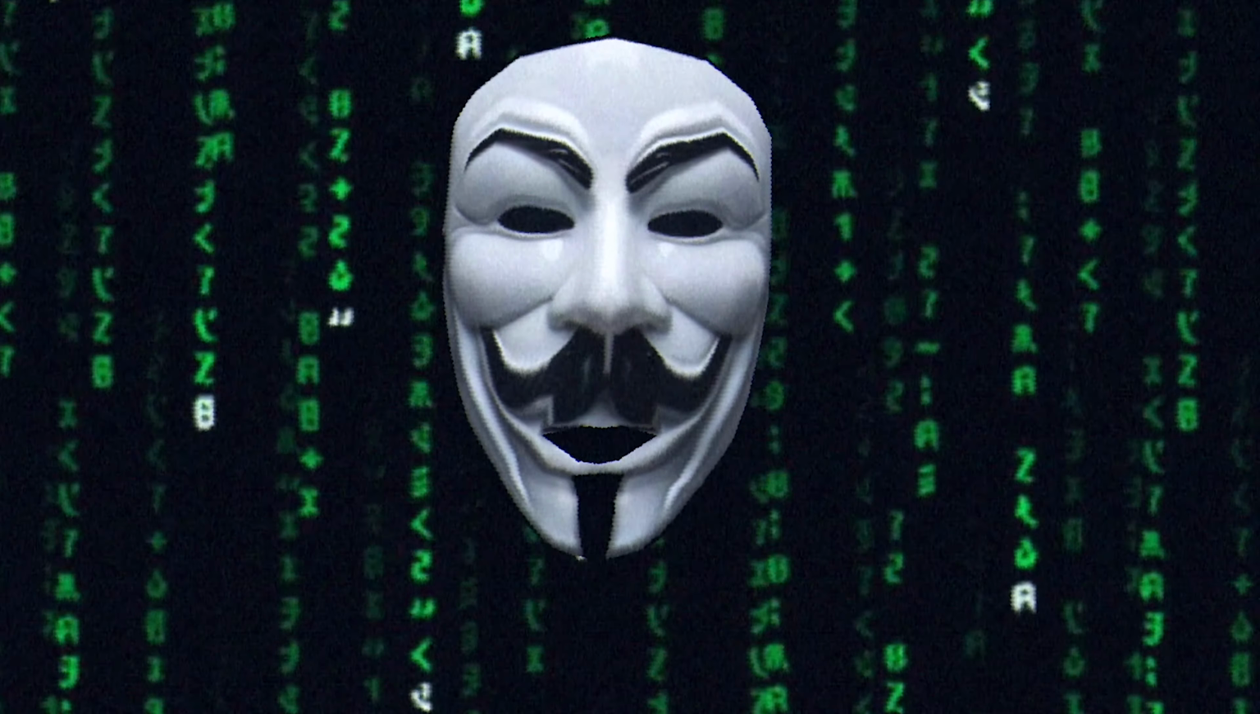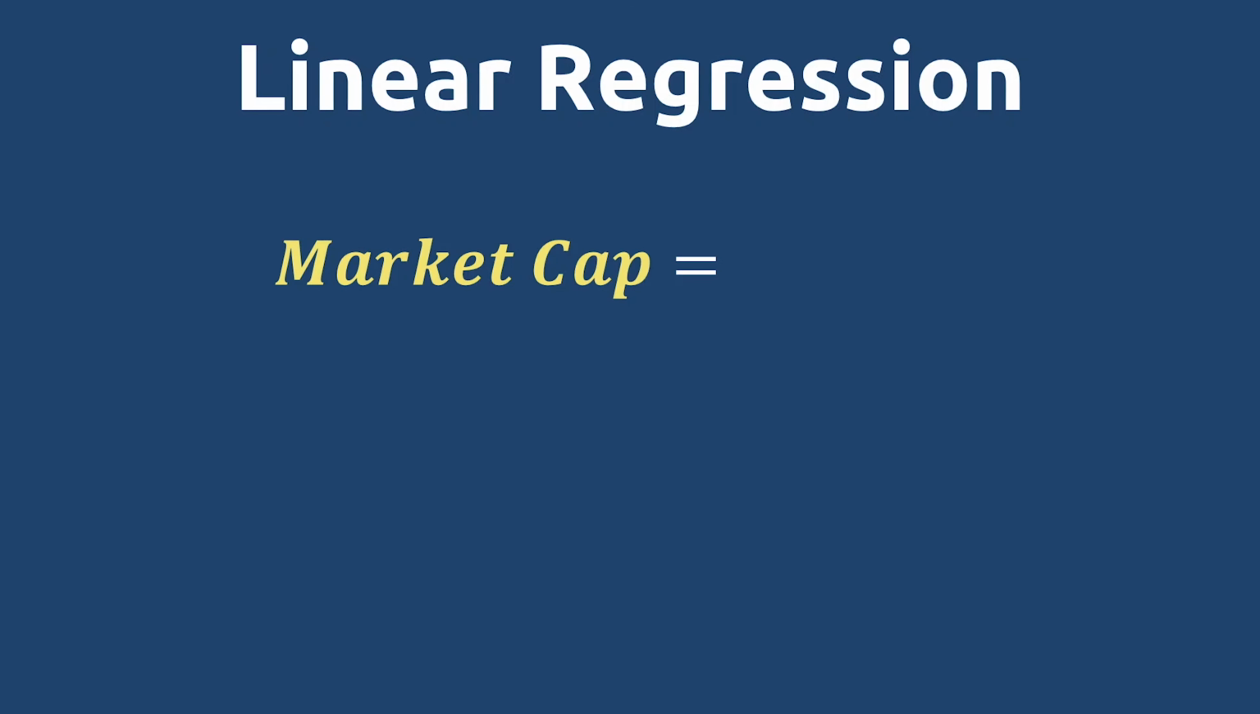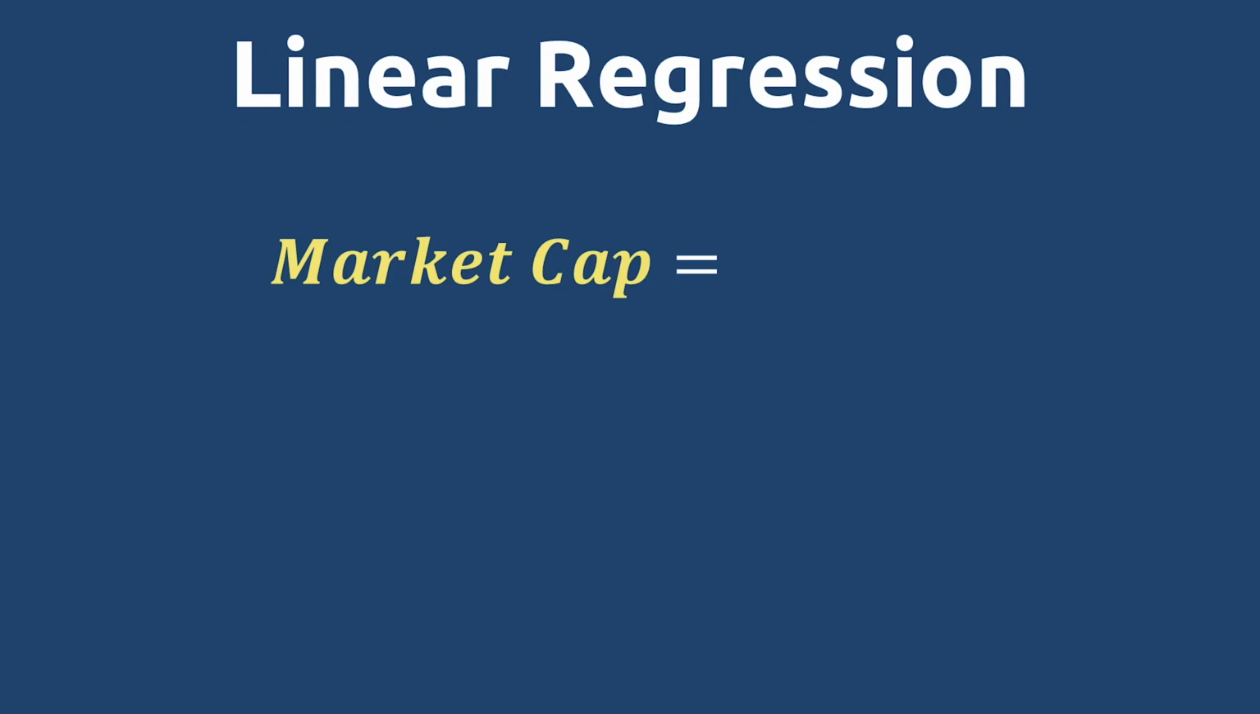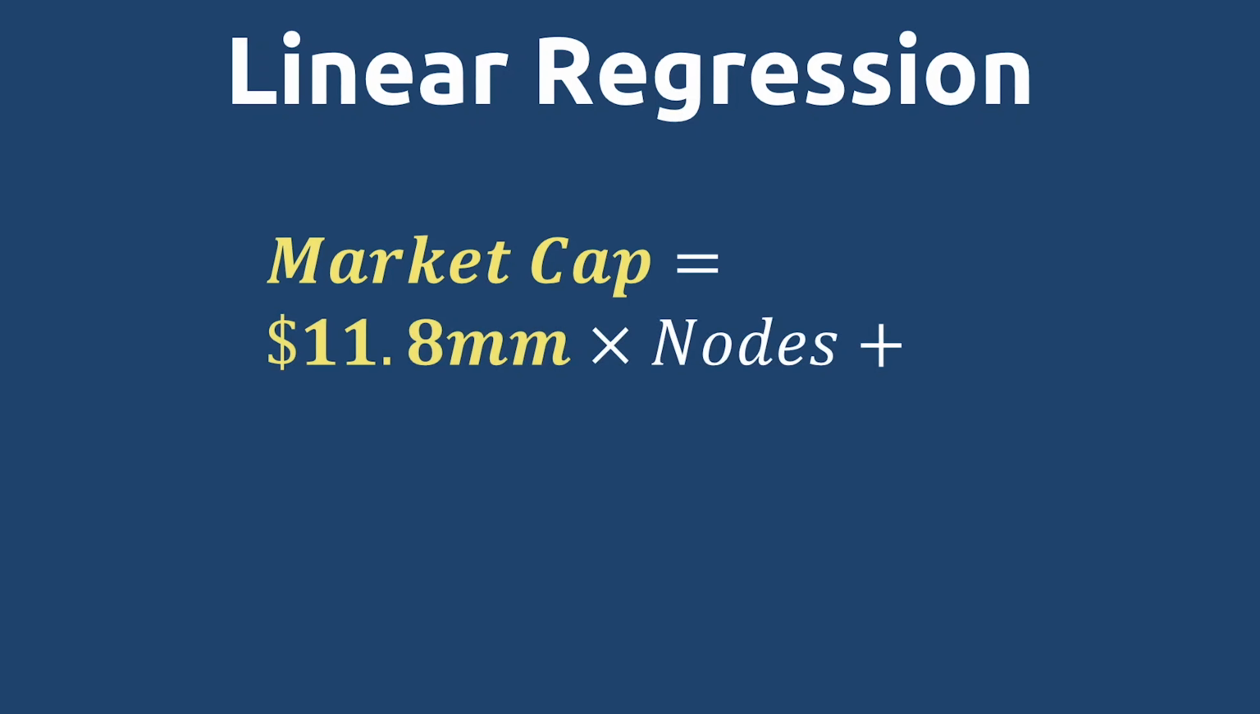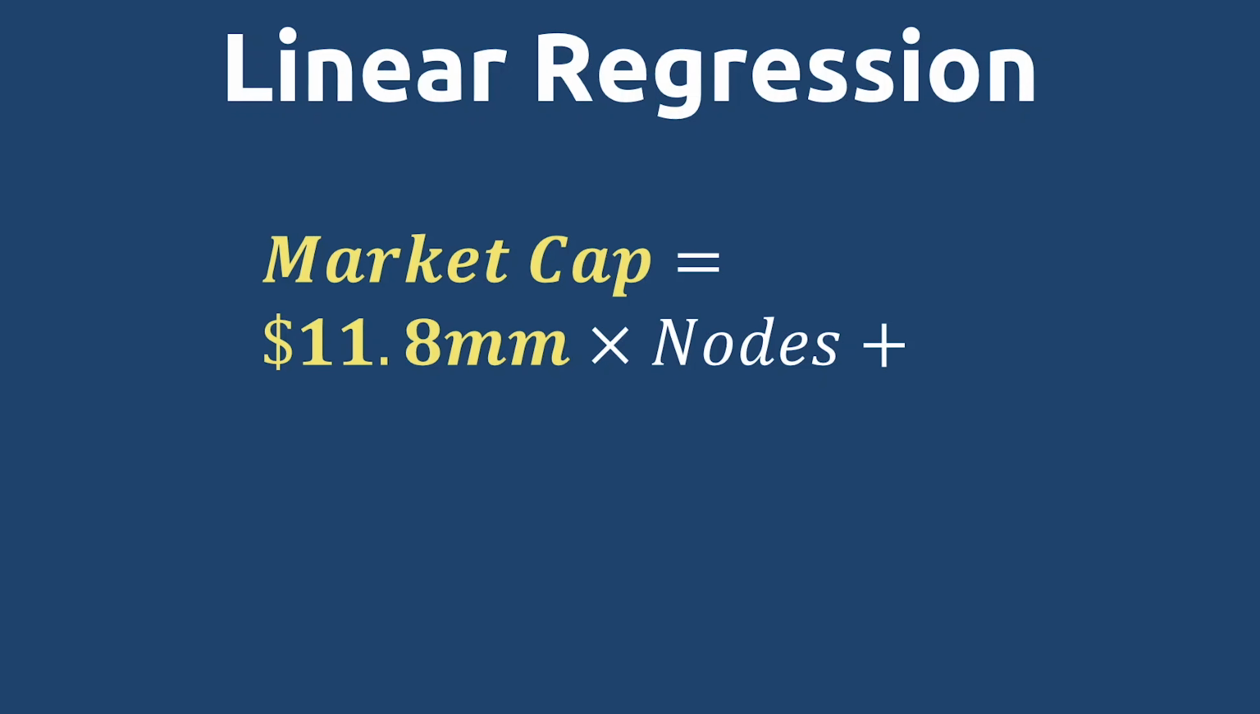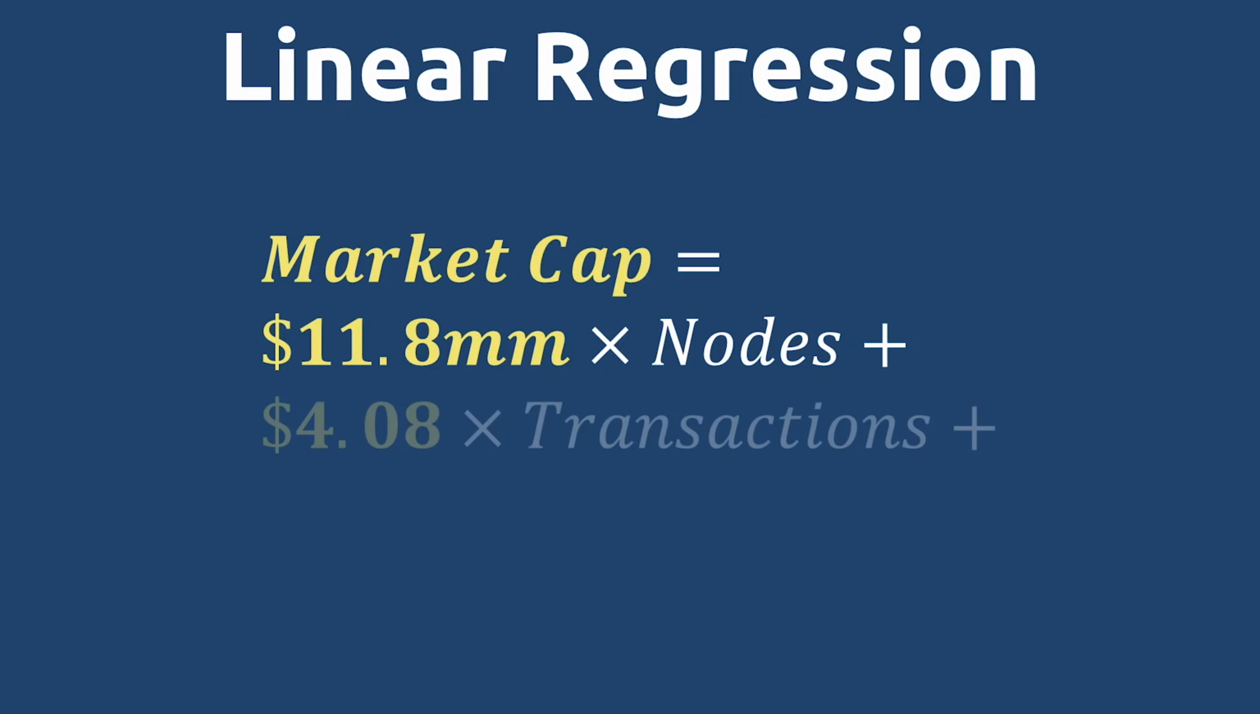Here are the coefficients. The market cap of a blockchain can be calculated as $11.8 million times the total number of nodes of a network plus $4.08 times daily transactional volume plus $34.73 times daily trade liquidity. When running these regression coefficients on top of the major blockchain networks, we can see that this model holds pretty well. The actual market cap looks very close to the forecasted market cap.